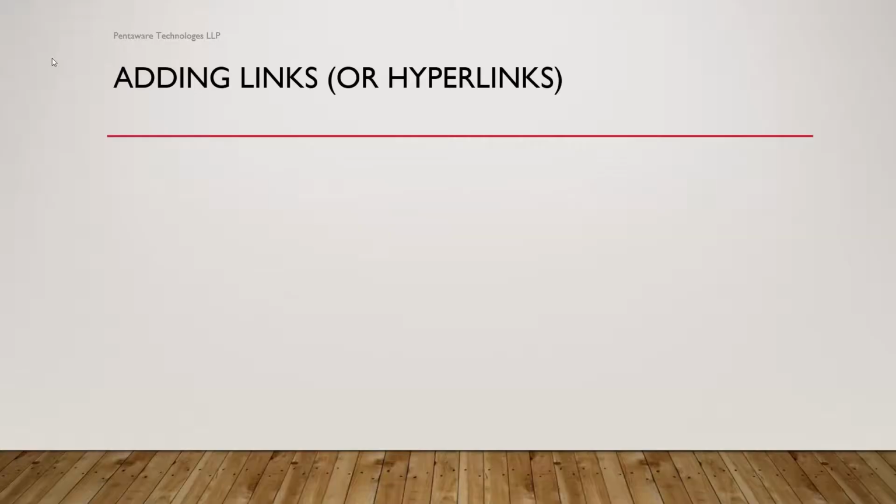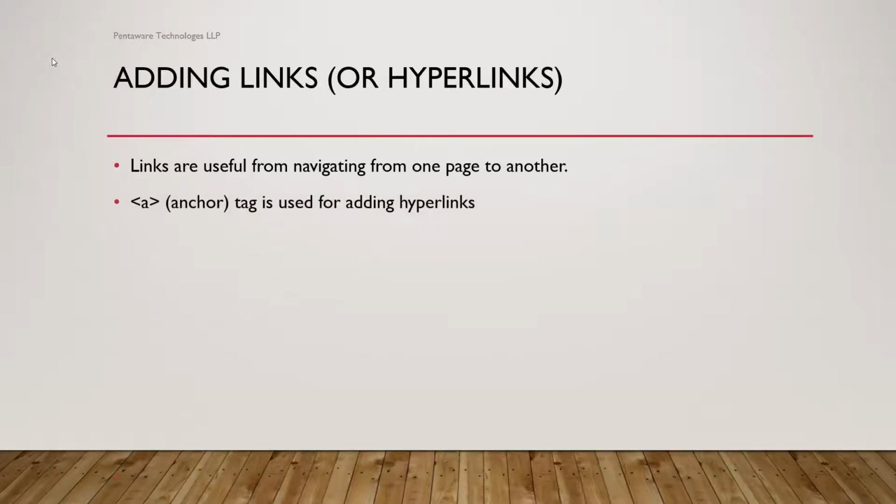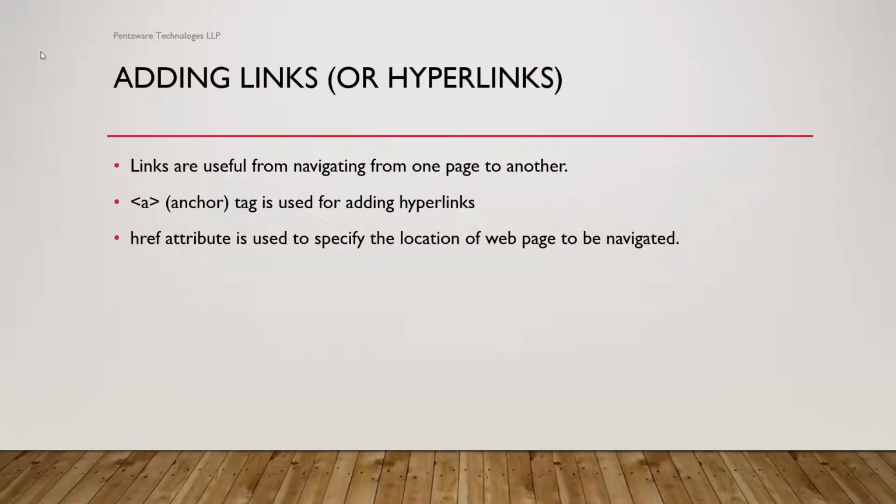Fine. Now, adding links or hyperlinks. Links are useful for navigating from one page to another. We have seen in many web pages there are links where you can go to a Facebook account or Google account, or some other external website, or within the same website there are multiple pages that you can navigate through, and these are done by links. The a tag is used for adding hyperlinks. It is also called the anchor tag. The href attribute is used to specify the location of the web page to be navigated. Using this tag, you can navigate to internal as well as external pages.